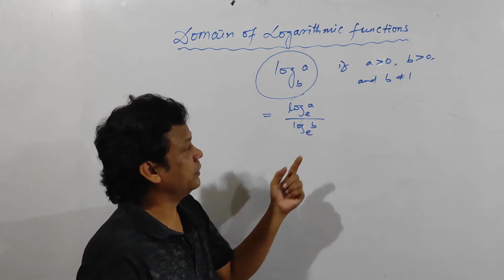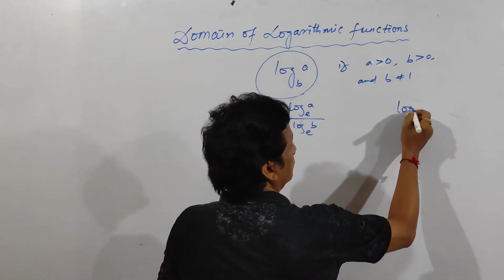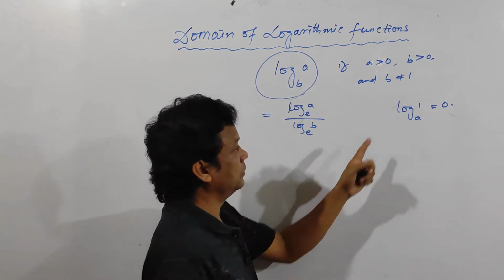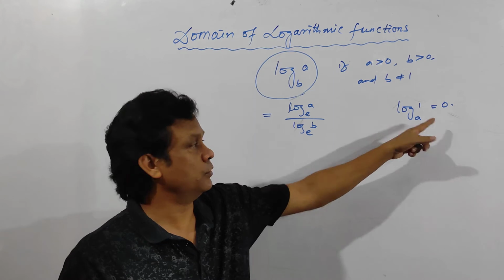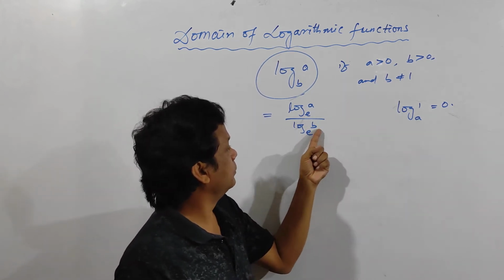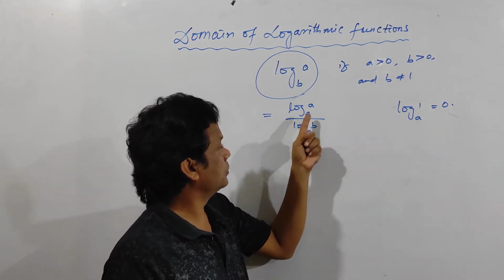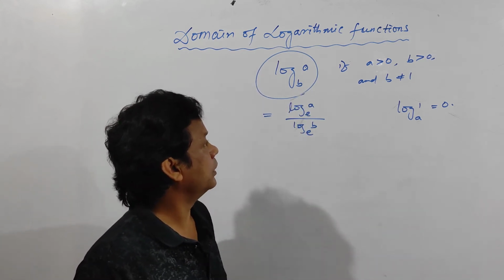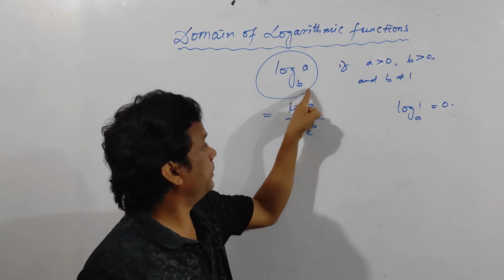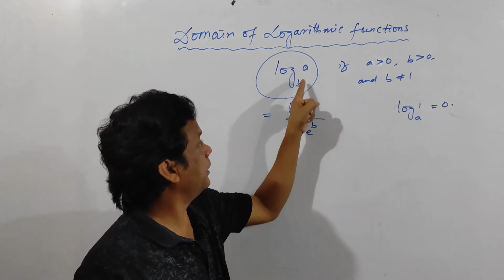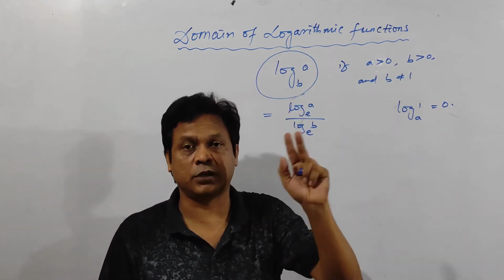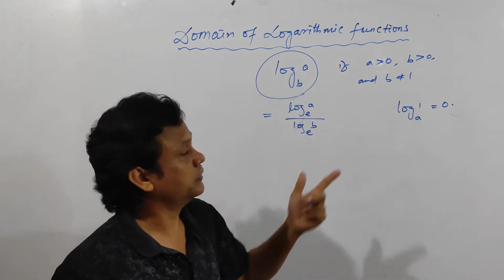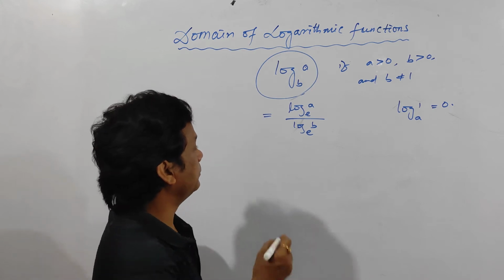And if b is equal to 1, already we know log 1 to any base is equal to 0. So if b is equal to 1, this quantity will become 0, and something divided by 0 is undefined. So that is why b must be unequal to 1. The base should be unequal to 1, and both a and b should be positive. They cannot be negative because log of negative is undefined. So this is the condition. You should remember. Clear?